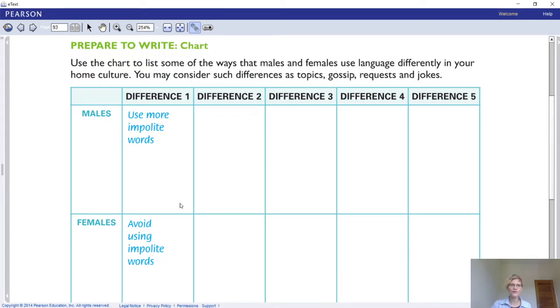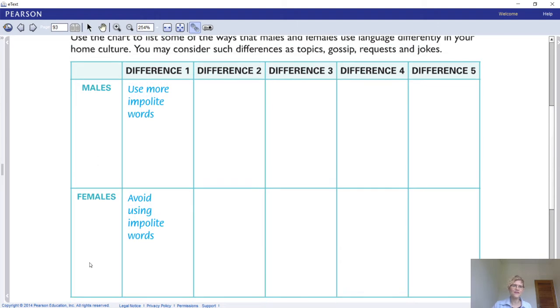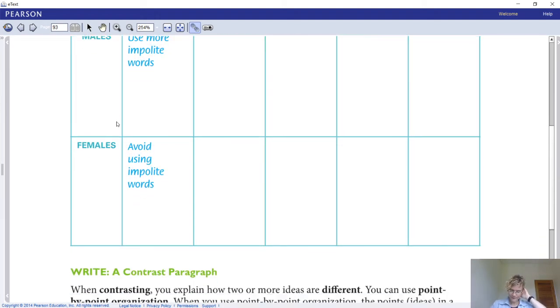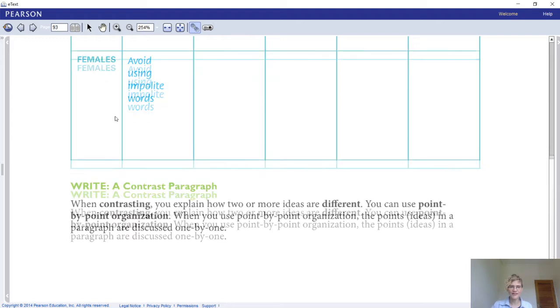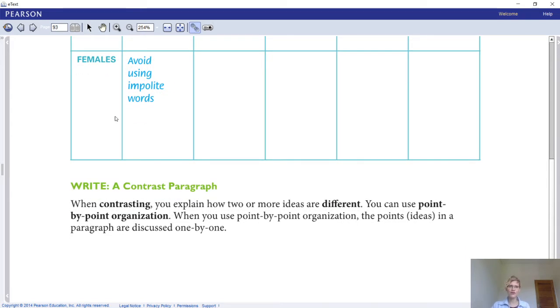Now, for your pre-writing, you could use this as a brainstorming graphic organizer. Difference 1, 2, 3, 4, 5 between males and females. You could use this for your brainstorming. Then you write an outline, right? First you do the brainstorming, then from there you do the outline, and then you write your paragraph.